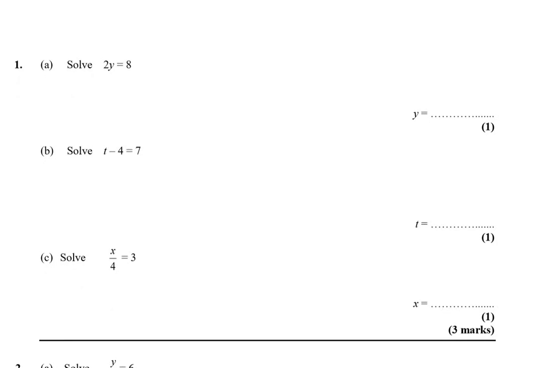Okay, here. First you can see the connection is times. So what's the opposite of times? Divide. So just divide by 2 over here, and divide by 2 over here. So y is equal to 4. Easy peasy, guys. Makes sense?